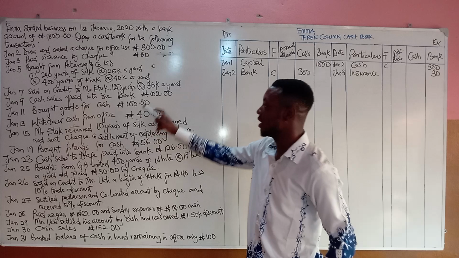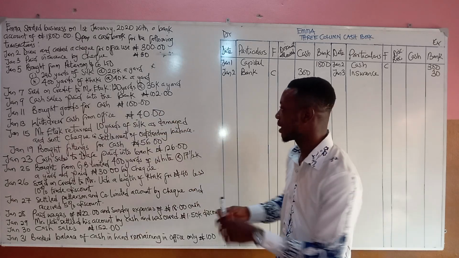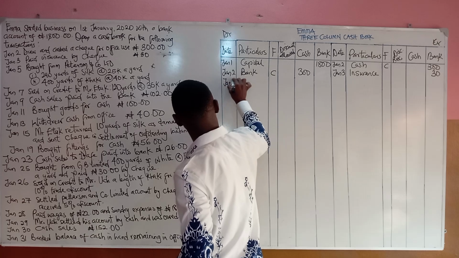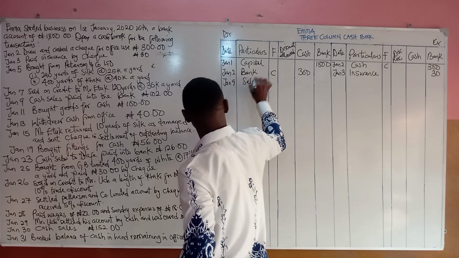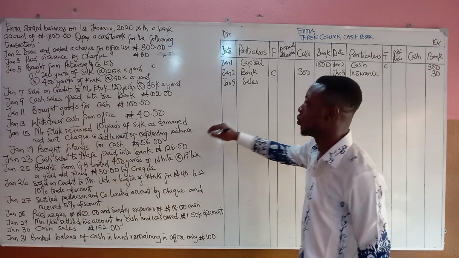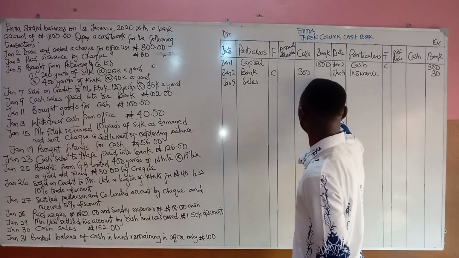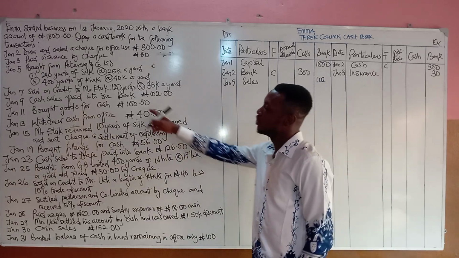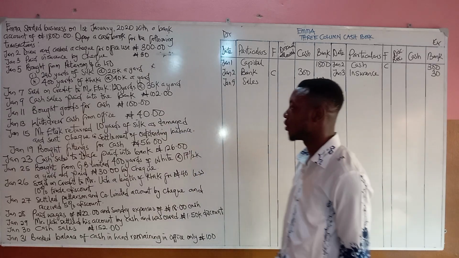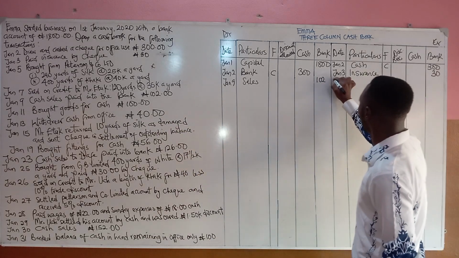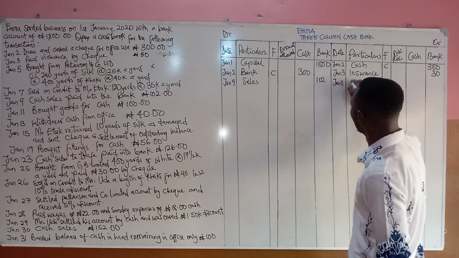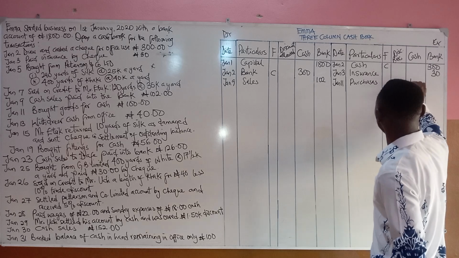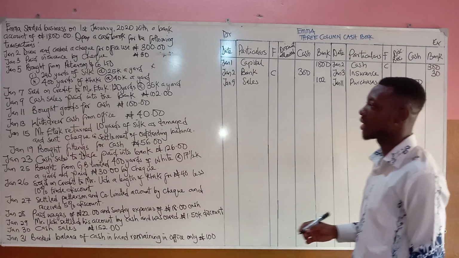Cash sales paid into bank. So we got a cash sale here, January 9. Sales is an income and it was paid to where? To the bank, 102 naira. Good. Then January 11, bought goods for cash, 100 naira. So I have January 11 purchases, 100 naira cash paid.